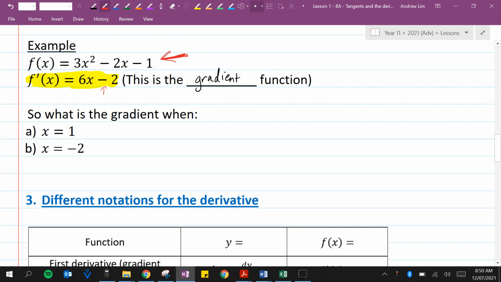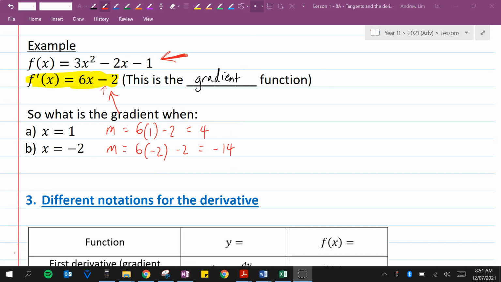So what is the gradient when x is equal to 1? Well, the gradient is equal to 6 times 1 minus 2. That's from here, which is 4. What is the gradient when x is equal to minus 2? Well, the gradient is equal to 6 times minus 2, minus 2. So 6 times minus 2 is minus 12, minus 2 is minus 14. It's very steep.